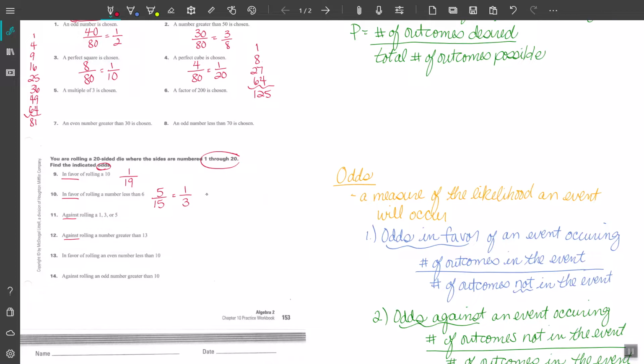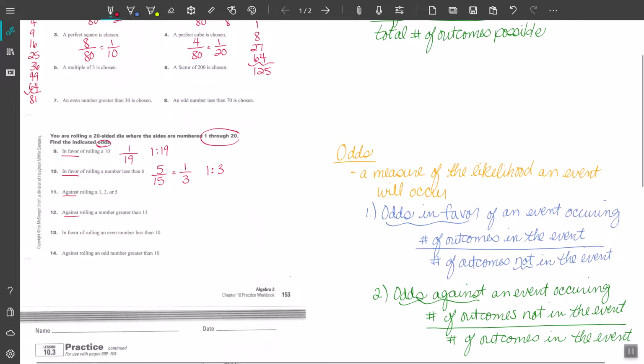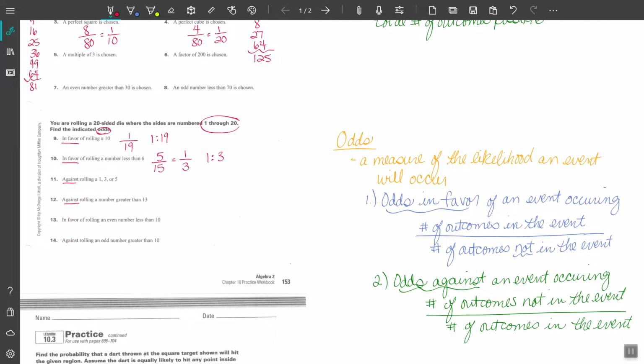Sometimes you'll see odds written with a colon in the middle. 1 out of 3, or this one, 1 out of 19. They can be written either way. Now, if the directions ask us to find the odds against an event occurring, we're just going to switch the numerator and denominator. So now the number of outcomes not in the event is going to be the numerator, and the number of outcomes in the event will be the denominator.